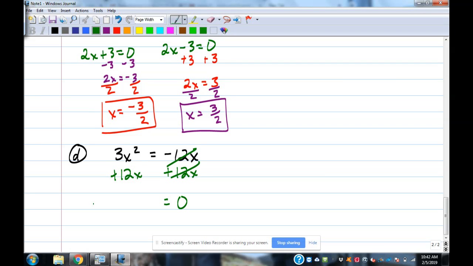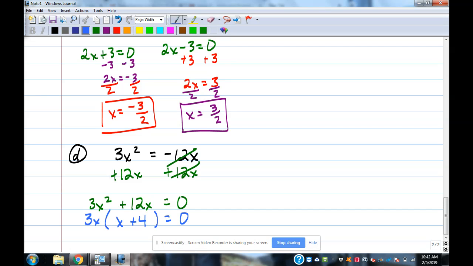And there's my equal 0, and put it in descending order. So 3x squared plus 12x. And now what? What is the greatest common factor? 3x. What's that leave in the parentheses? X plus 4. Will the stuff that's in parentheses factor any further?